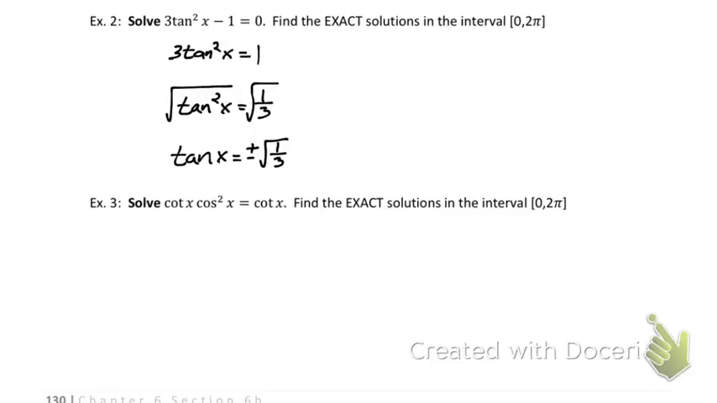All right, so we have positive or negative square root of 1 over 3, which we can simplify, because square root of 1 over 3 isn't on my unit circle for tangent. So we're just going to multiply the top and bottom by a square root of 3, which will give me plus or minus square root of 3 over 3.